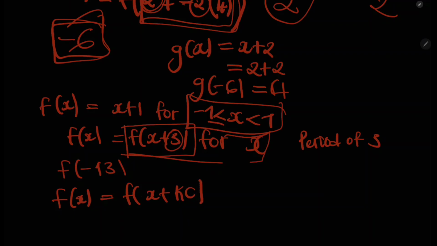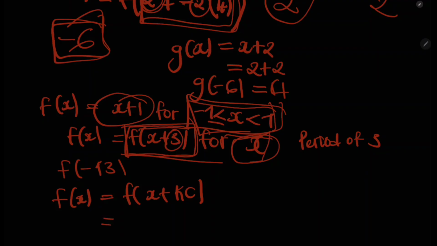Remember, if minus 13 was in any of the ranges above, then we would simply substitute it into the respective formula. If minus 13 was in this range, we would substitute it in this function. If it was in that range, we would substitute it in that function. So it just depends. Here we have a period of 3. So here we start again. Our period is 3. Now we need to find the values.